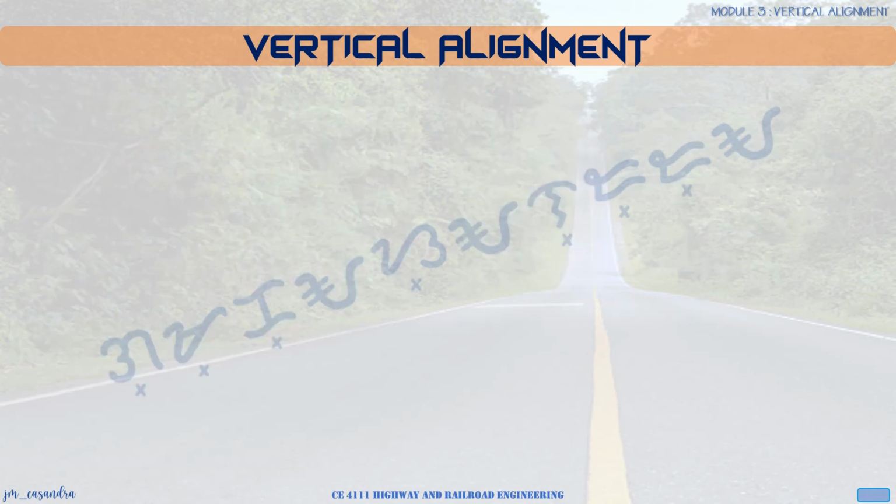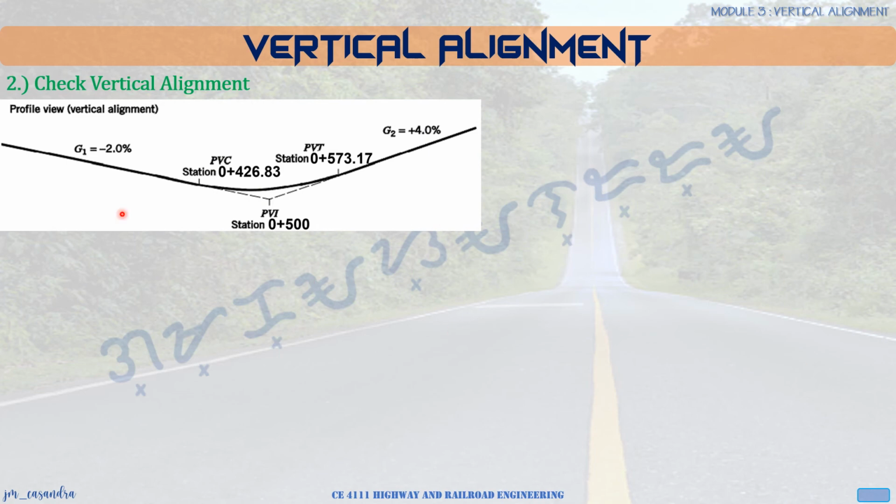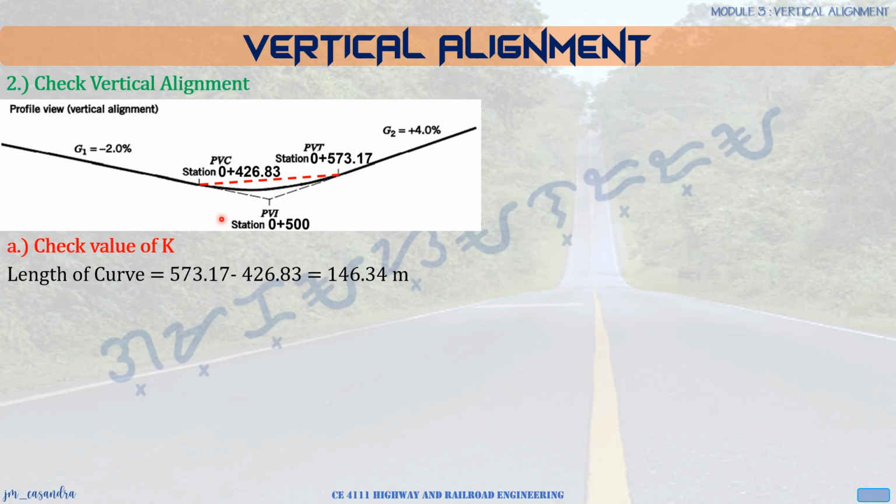So next step is to check now our vertical alignment. So using the diagram for the vertical alignment, we have here the station of the point of curvature and the station for the point of tangency. So we're given grade 1 and grade 2. We're also given the station of the point of intersection. So what we do is to check first for the value of K. So for K, to solve that, we apply L over A.